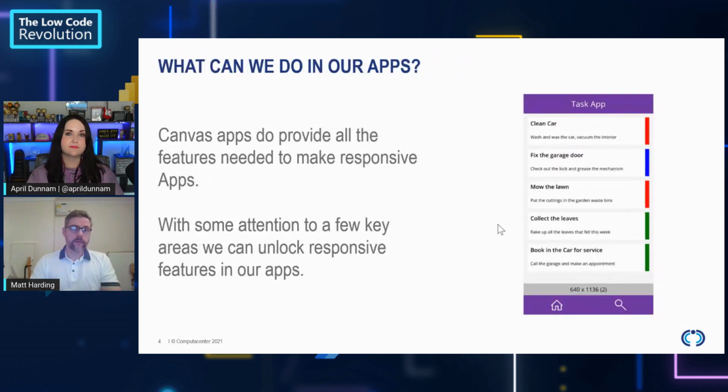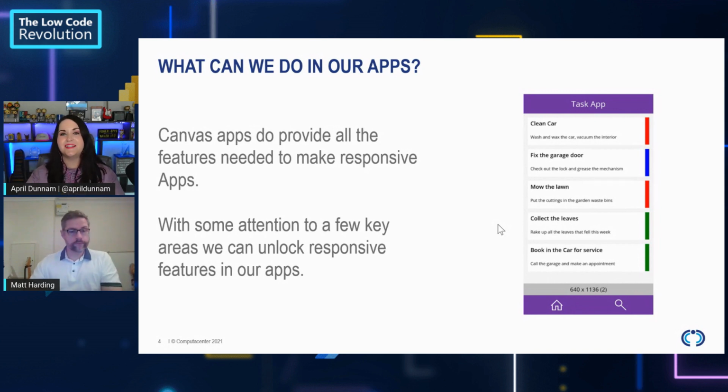So what we can do with our apps to make them look more like that on the right, fitting the screen nicely across all of the areas, the top and the bottom, is start to adopt some of the principles of responsive design to get our apps to fit the device neatly. Canvas Apps provides everything that we need for this. All of the features, all of the functions are there. We just need to pay attention to a few key areas, and we can make our apps really responsive.